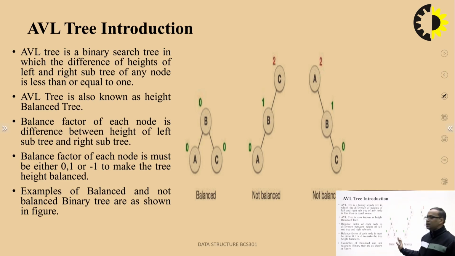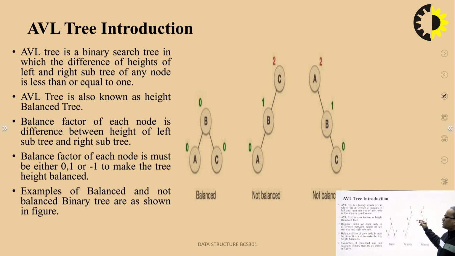A has no left child, no right child, so its balance factor is 0. Similarly, C has no left child and no right child, so the balance factor of C will also be 0. Let us take another example. So, this is a height balanced tree. If the balance factor of a particular node is 0, 1 or minus 1, then we can say that the tree is balanced. If it is greater than 1 or less than minus 1, like minus 2 or 2, then in that case the tree will not be balanced. So, this is the example of a balanced binary search tree or an AVL tree.